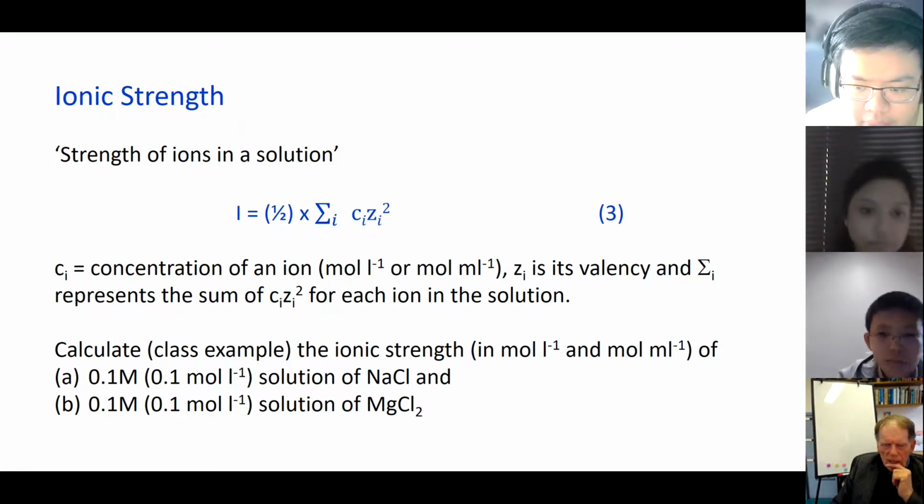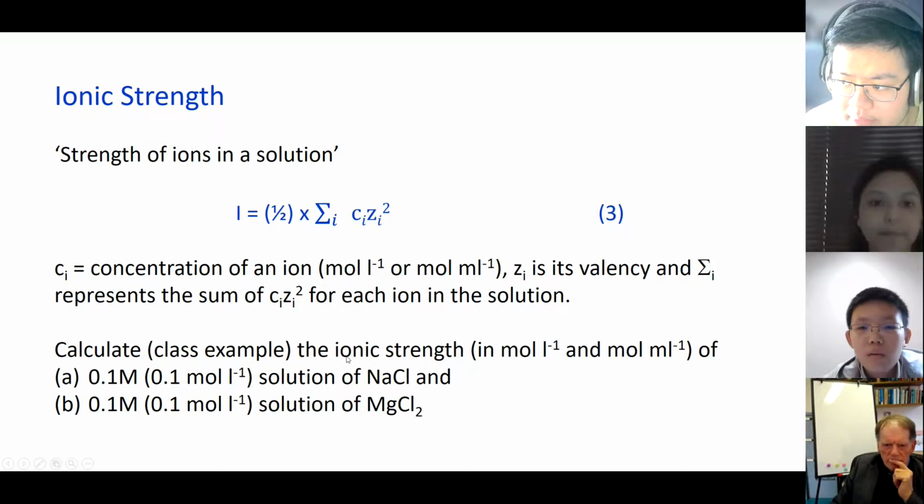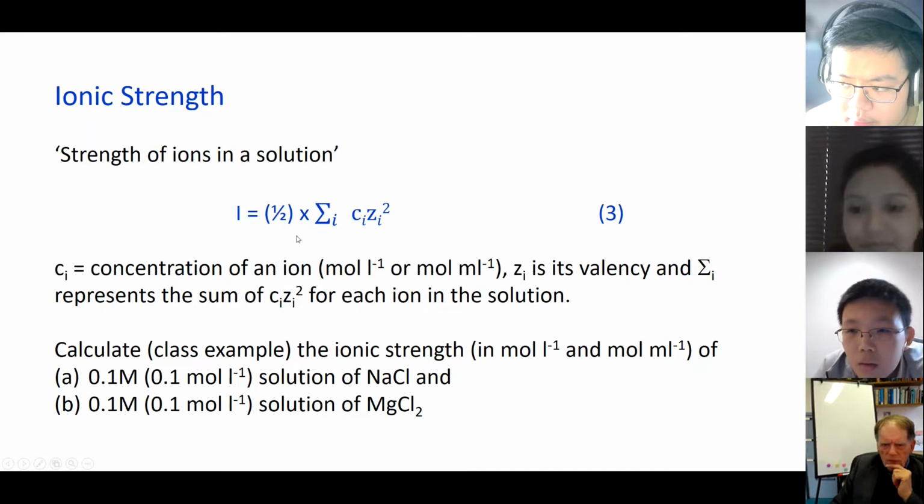So Hang Zhao and Zizang, is that more or less what you were taught before? Yeah, quite the same. Geochemistry? Mhm. Okay, Lathika? You met this equation before?